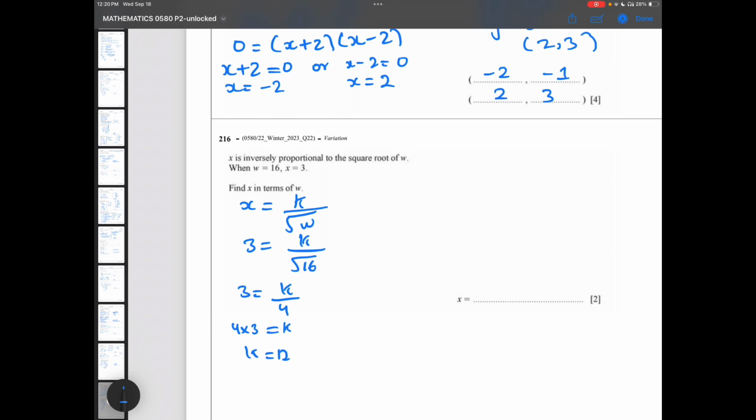Now let's place this value of k in our equation. Follow this one. x is equal to 12 upon square root w. So we have found x in terms of w, right? This is our answer.